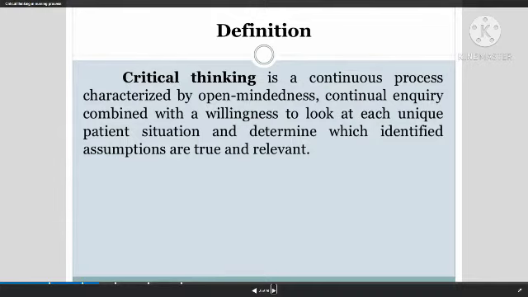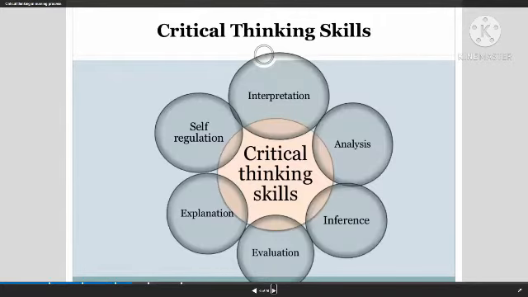Continual inquiry combined with a willingness to look at each unique patient. You know that each patient is unique, but when you do critical thinking, you have to keep in mind that each patient is different. Though the complaints will be similar, their cause and length of recovery, everything differs. So you have to think critically about all the information you get from each person, and determine which identified assumptions are true and relevant. So this is the definition.